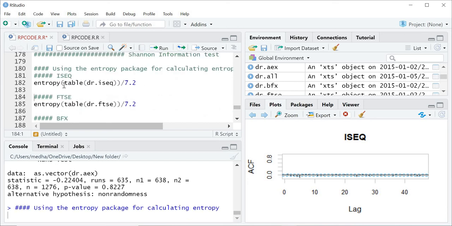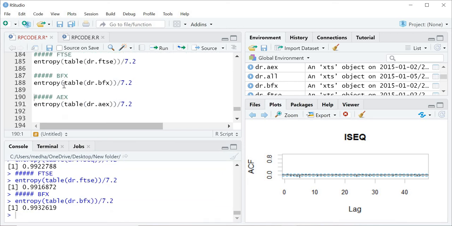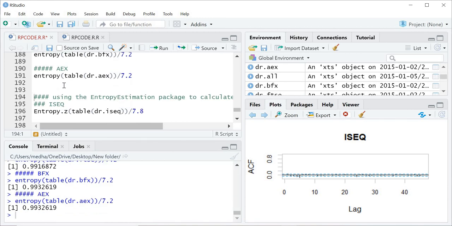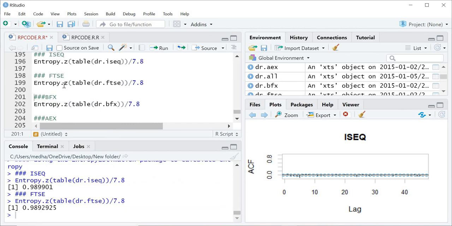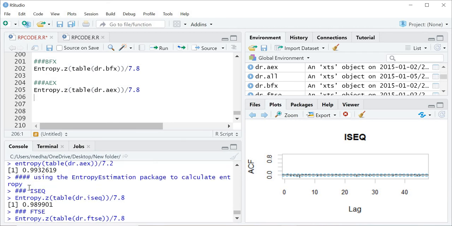The last test is the Shannon information test, which basically tests the markets for their market information efficiency. From the results, I could say that Belgium and Netherlands are in the highest efficiency form of market information, with FTSE being last and ISEQ Ireland being in the third position. This we can ascertain by looking at the entropy scores of the four markets.